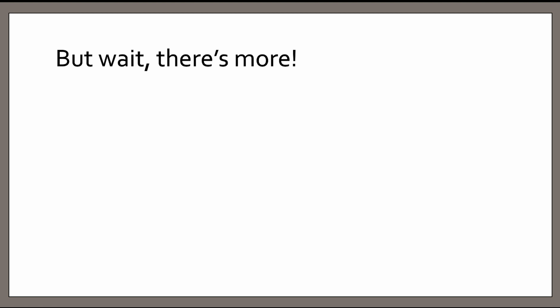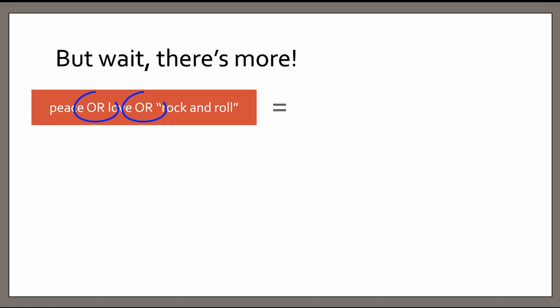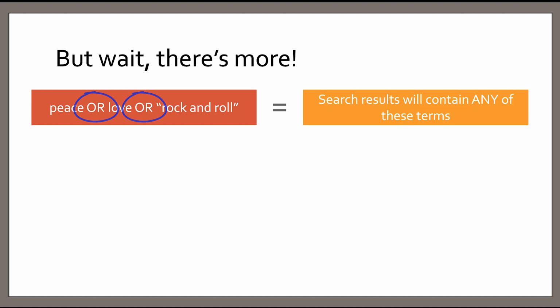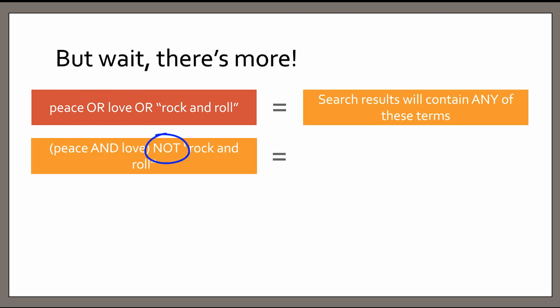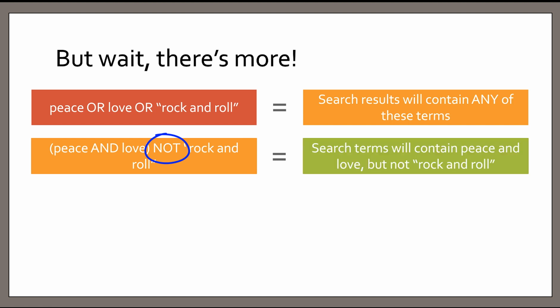But wait, there's more. Using "and" as a connector and searching multiple words as a phrase using quotation marks are pretty standard search tricks, but this only scratches the surface of what you can do here. Switch the "and" to "or", and you'll retrieve results with any of these search terms. The word "not" will exclude a term, so we could search for results with peace and love, but not rock and roll. As an added tip here, you can group terms in parentheses as another method of controlling how the search engine understands your search request.